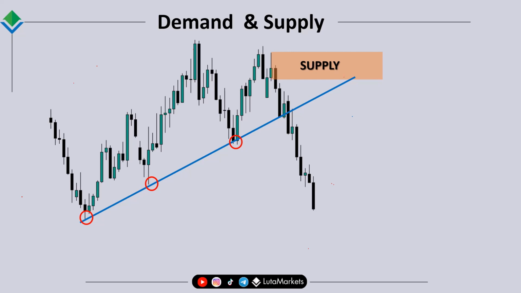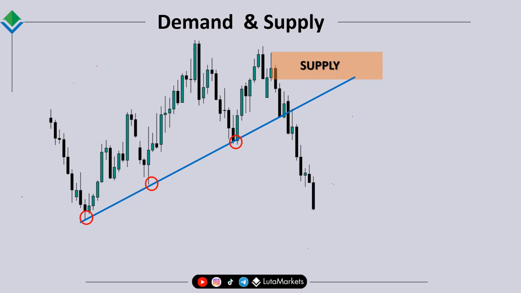Example in this chart. Near the top of the market, we see price stall and then make a sharp, downward move. This tells us that sellers have stepped in, creating a supply zone. This zone becomes the area where we anticipate price will reverse again if it comes back to test it.